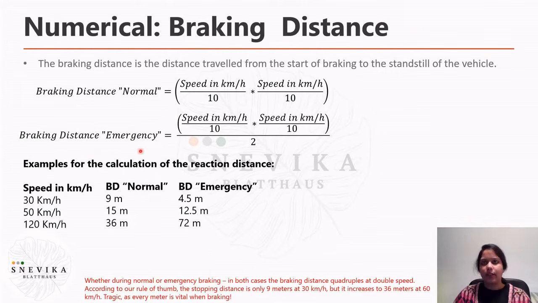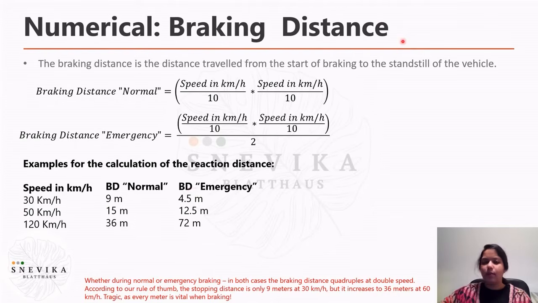But if it is an emergency case, like I said, if a kid or a wild animal is coming in front of you, then you have to do emergency braking. The word also used is evacuous braking, versus normal or standard. If it is an emergency condition, then the same formula will be divided by 2. It means the braking distance is reduced by half because it is an emergency case. So if it is 30 kilometers, it will become 9 in the normal case, but 4.5 in an emergency situation.